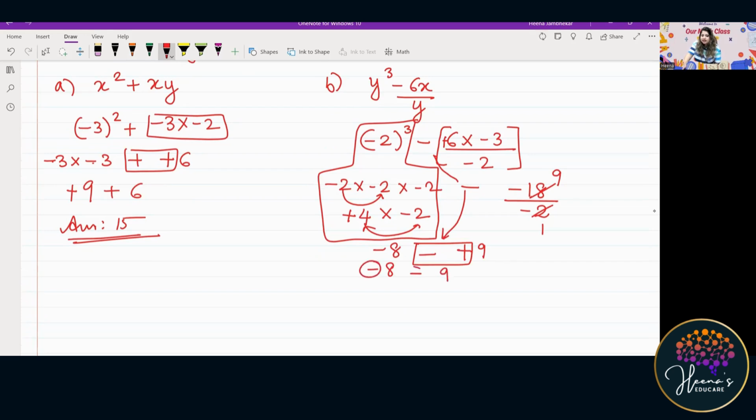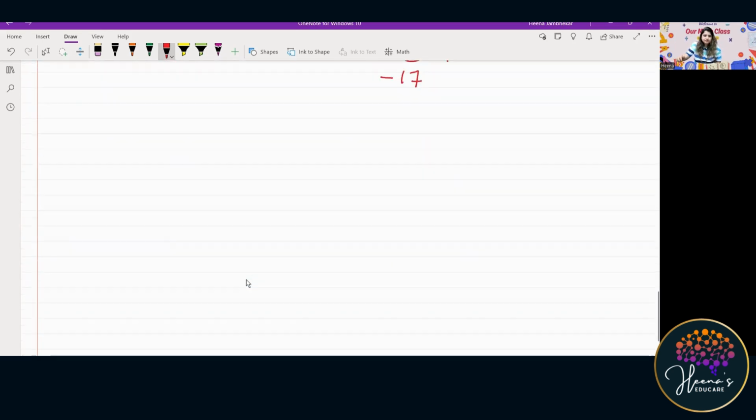You have same signs. So for same signs, you are going to add, and you're going to put the sign of the greater number, which is minus. I hope the sums are easy for you all. Let's move on to the next one.